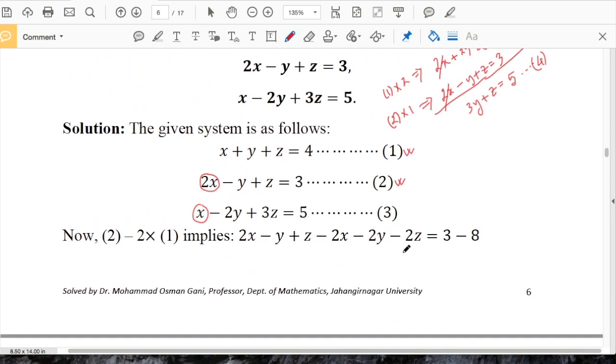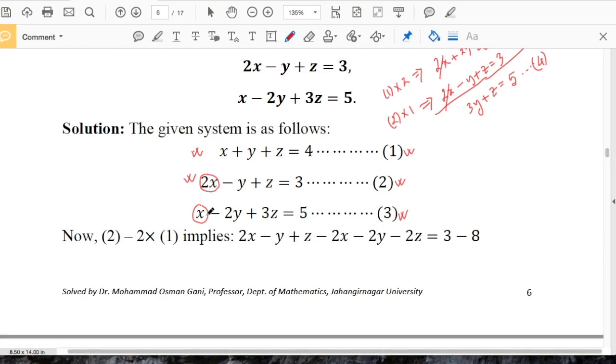And now I want to eliminate x from the third equation using equations 1 and 3. Note that you first need to use equations 1 and 2. Then you are allowed to use either equations 1 and 3 or equations 2 and 3.